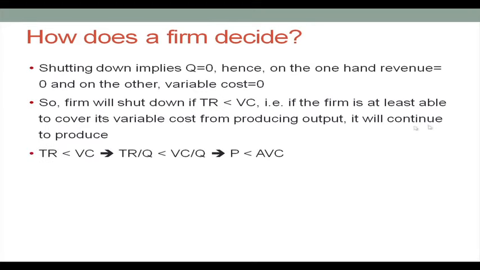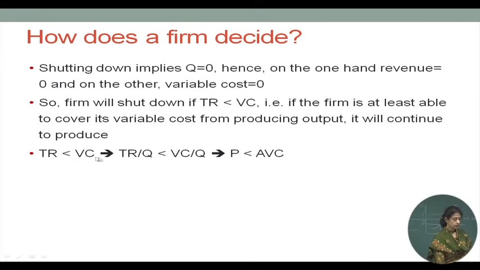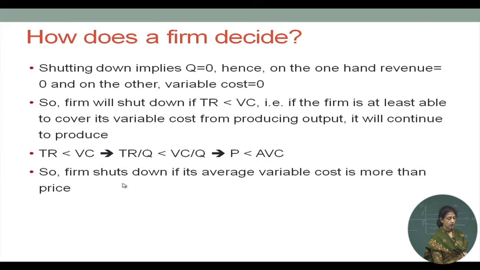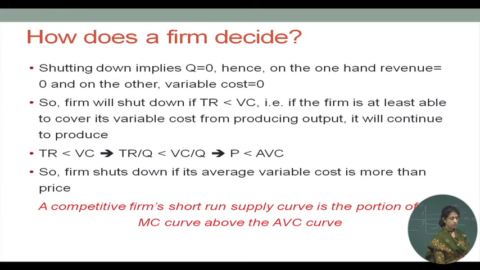So this condition is total revenue is less than variable cost, which implies that when we divide both sides by output, TR by Q is less than VC by Q, and TR by Q is nothing but average revenue, which is equal to price, P into Q by Q, and VC by Q is average variable cost. So when price is less than average variable cost, the firm shuts down. A competitive firm's short run supply curve is the portion of the marginal cost curve above the average variable cost curve.